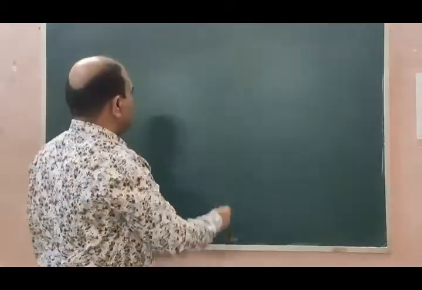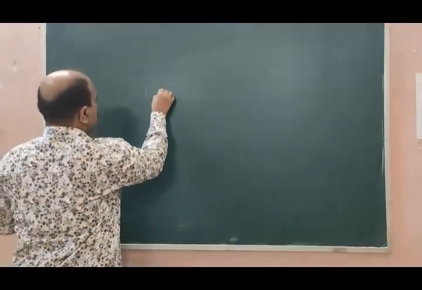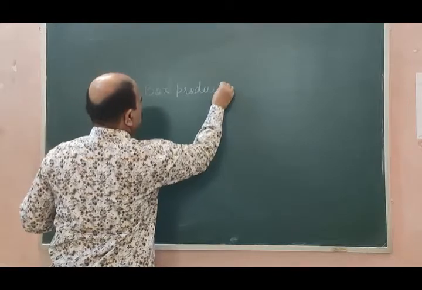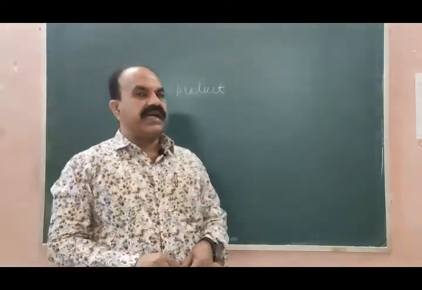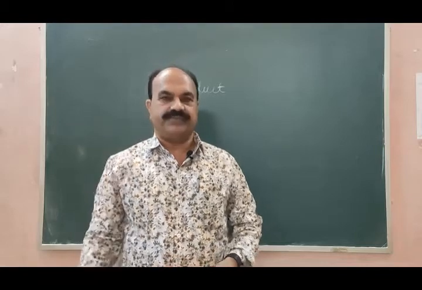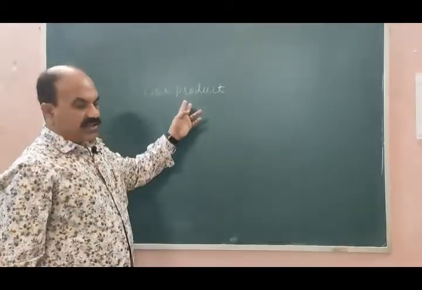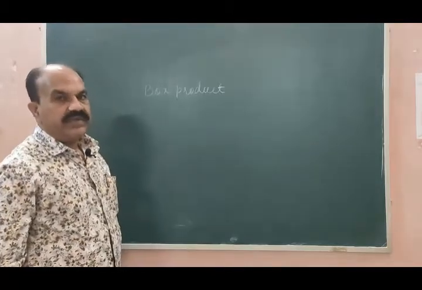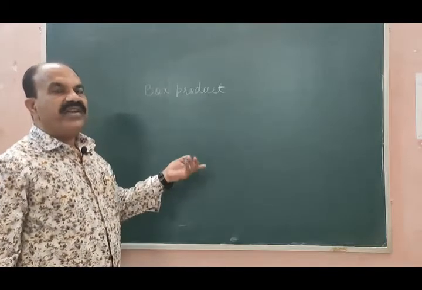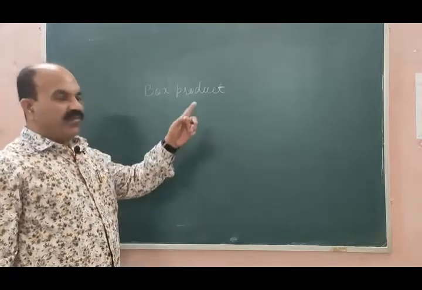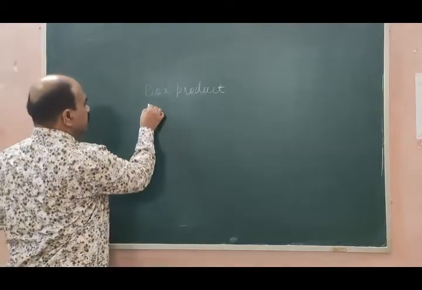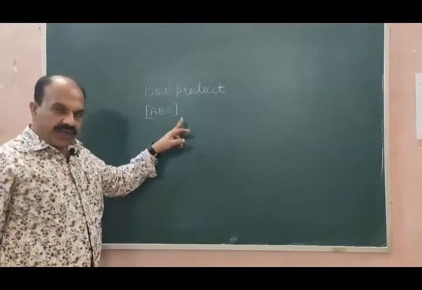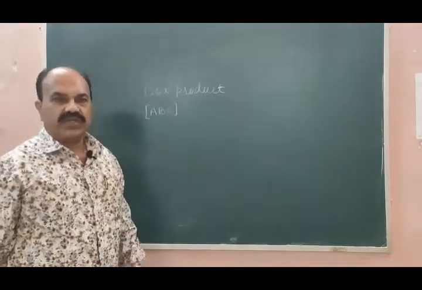Scalar triple product is also known as box product. Box product and scalar triple product both are same, and box product of the concurrent edges vectors A, B, C of this parallelopiped is represented this way. This product is known as box product.